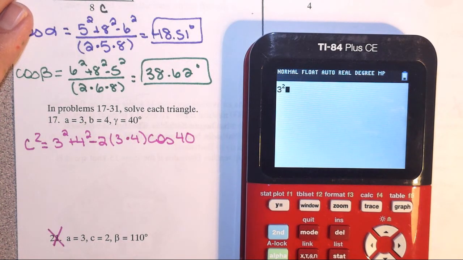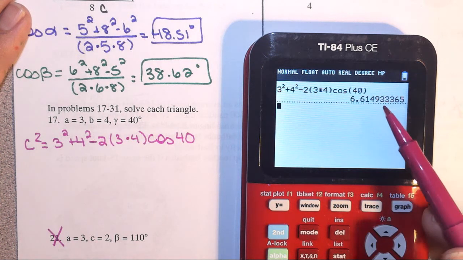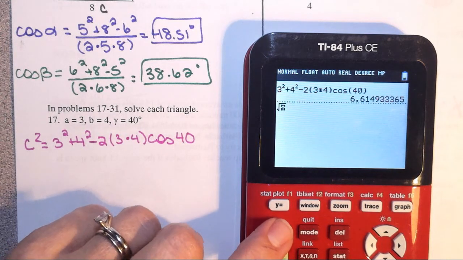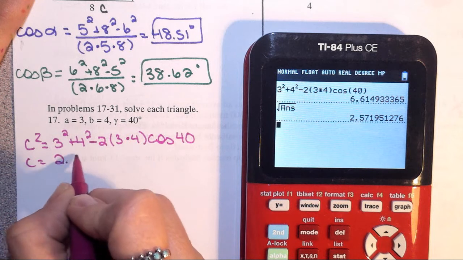3 squared plus 4 squared minus 2 times 3 times 4 times cosine of 40. And we're going to be tempted to say we're done, but remember that's c squared. So I still have to take the square root of my answer. So c is equal to 2.57.